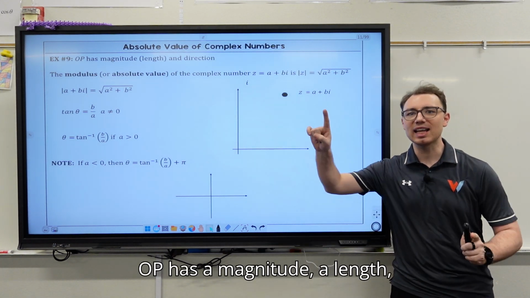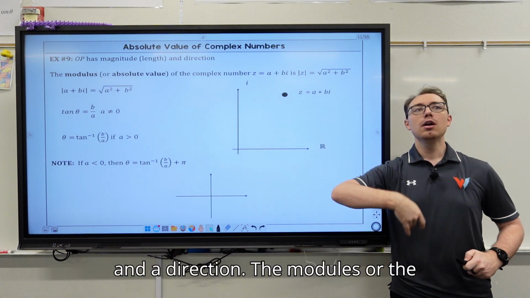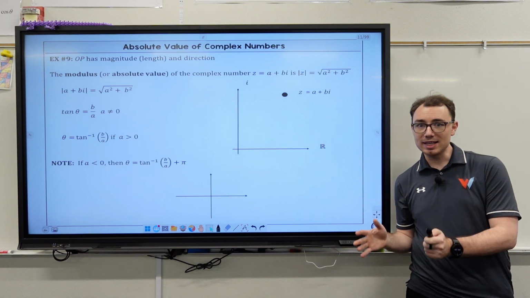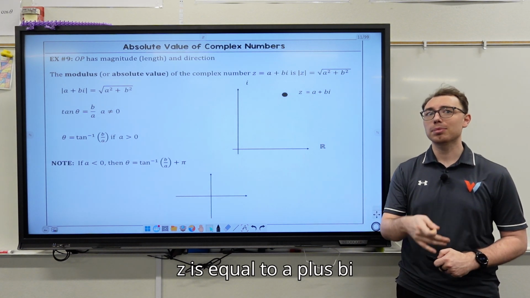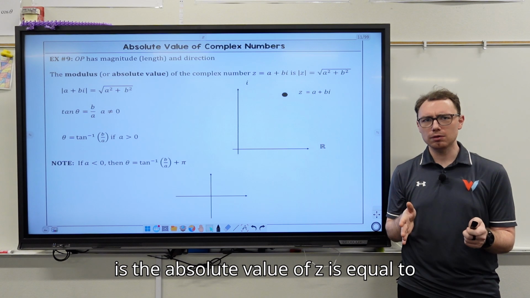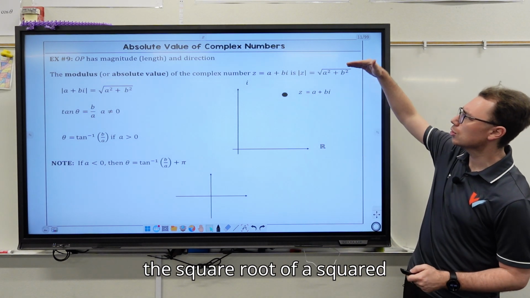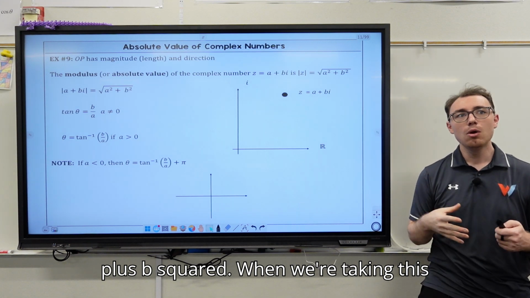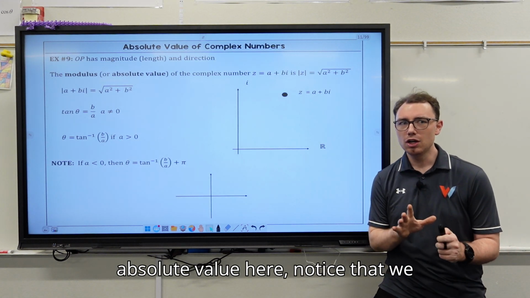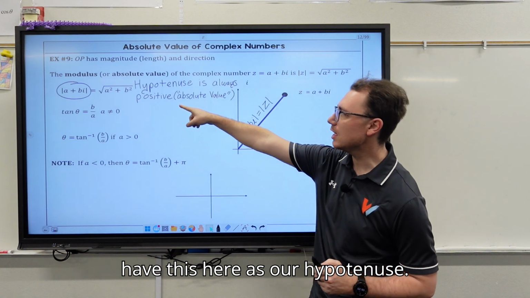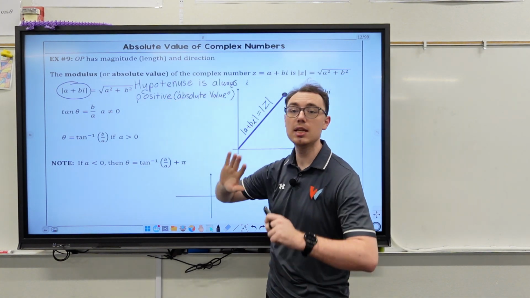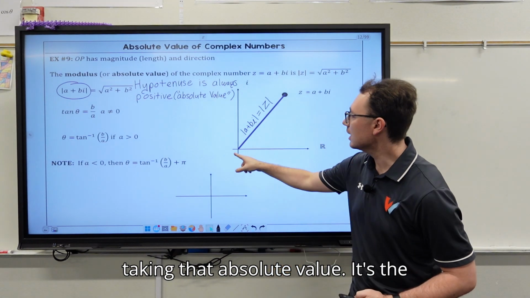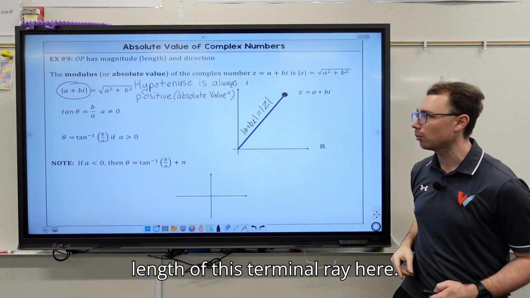In example 9, OP has a magnitude, a length, and a direction. The modulus, or the absolute value, of the complex number z = a + bi is the absolute value of z equal to the square root of a squared plus b squared. When we're taking this absolute value, notice that we have this as our hypotenuse. It is always positive because we're taking the absolute value. It's the length of this terminal ray.